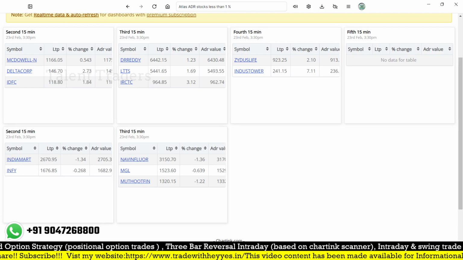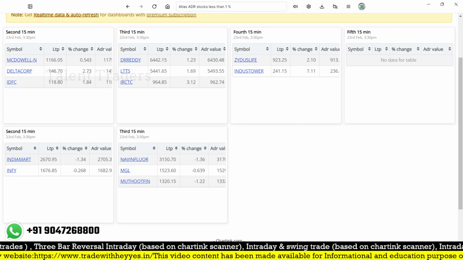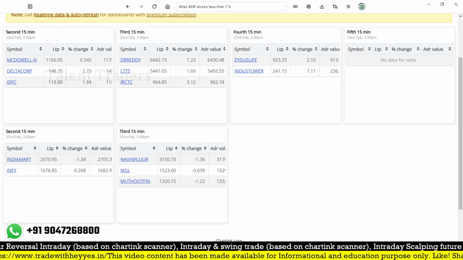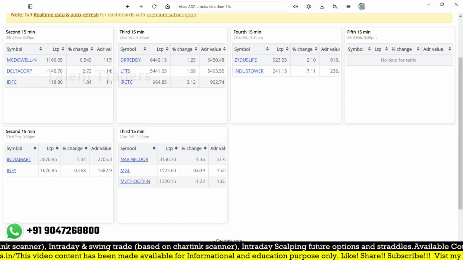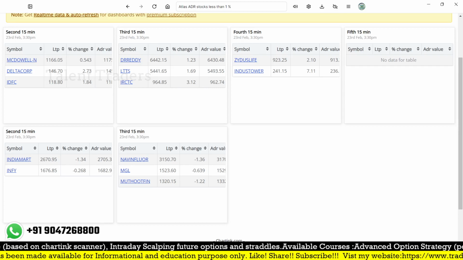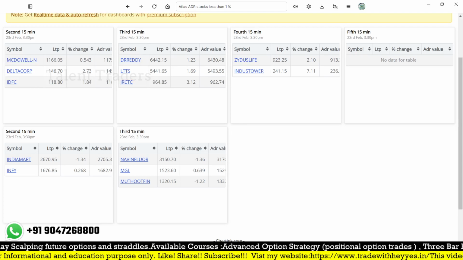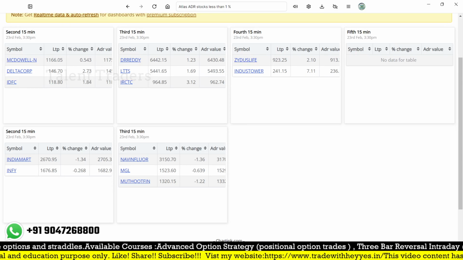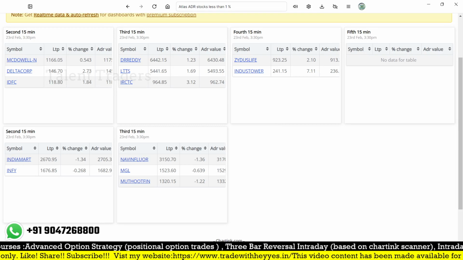About 15 minutes candle, so we need to do it. 15 minutes candle, so third and fourth. Okay, so let me try and add it. So maybe I'm doing here. So fourth candle is taking some time. 1, 2, 3. Okay.